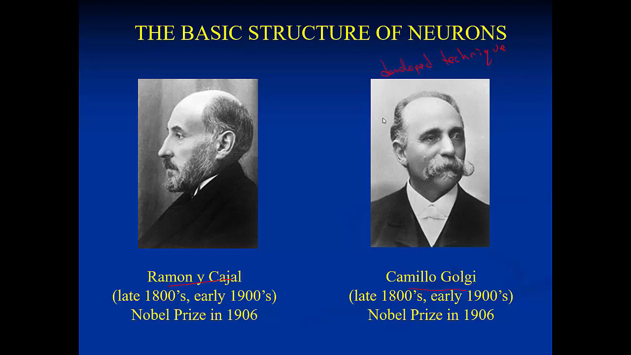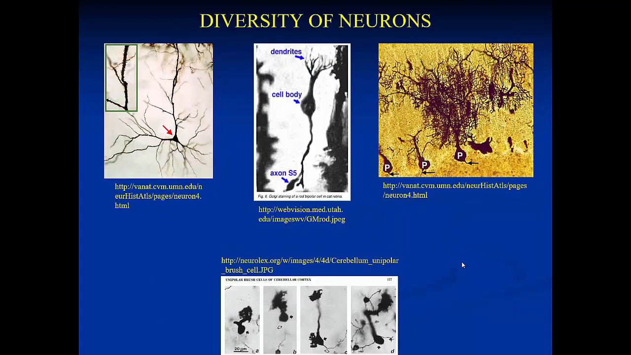Up until Cajal's time, we didn't know whether the brain was basically just one giant cell or whether it was made up of many discrete cells. So Cajal used Golgi's technique to show that. When I talk about methods, I'm going to spend some time talking about Golgi stain. You'll need to be able to recognize tissue that's been stained using that technique.